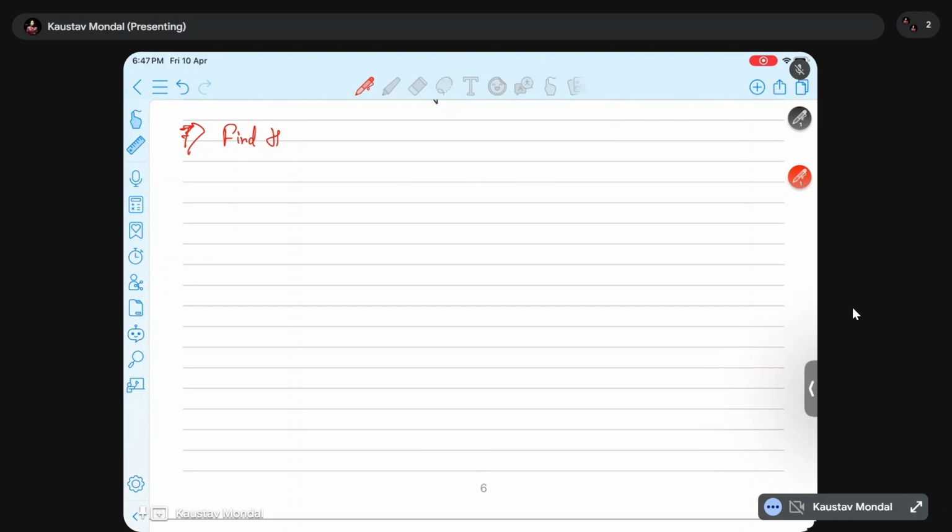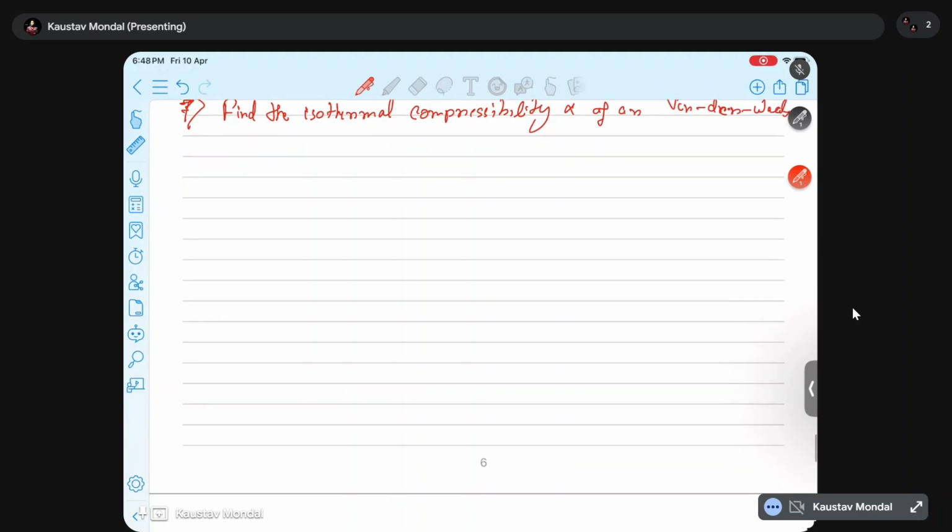Find the isothermal compressibility alpha of a van der Waals gas as a function of volume V and temperature T.